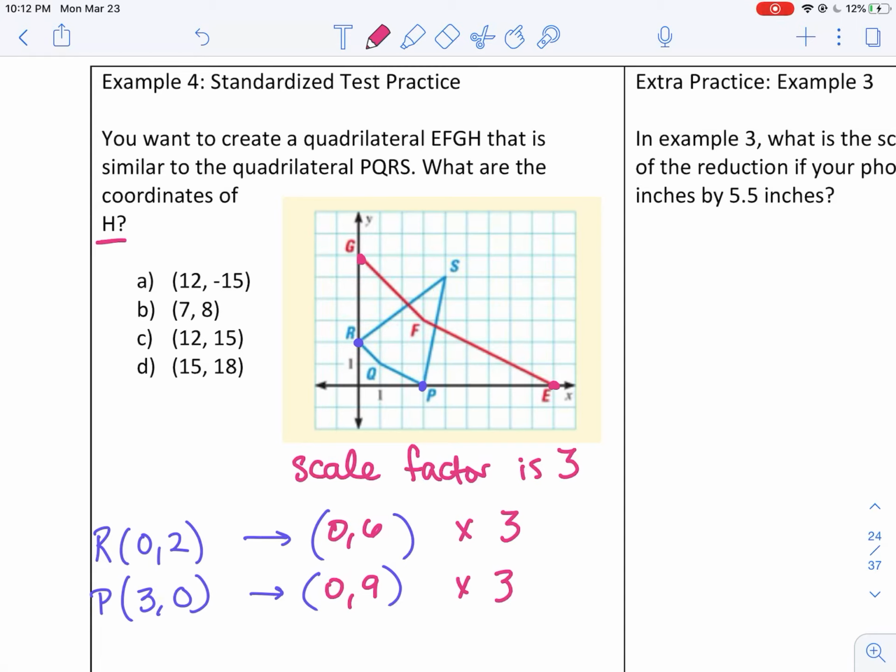is 3. And so if it's asking us what are the coordinates of point H, point H is going to map directly to point S. Notice how they match in the order of our similarity. So here's point S, which has an ordered pair of 1, 2, 3, 4, up 1, 2, 3, 4, 5. So we have 4, 5 is point S, and if we multiply that by 3, we're going to end up with 12, 15. And so that's the correct answer for this problem.